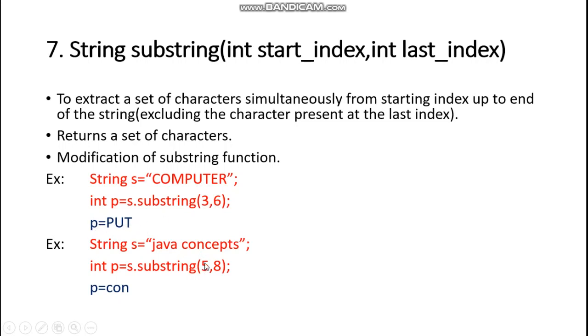And here I am taking the first index value as 5. So 0, 1, 2, 3, 4, 5. I'm starting from C, and the 8th index value is also C. So I'm not including that; up to 7 I can take. CON. So that will be the value.